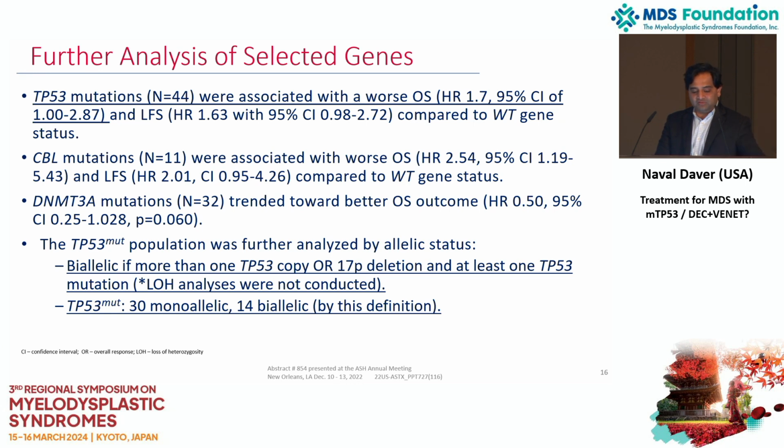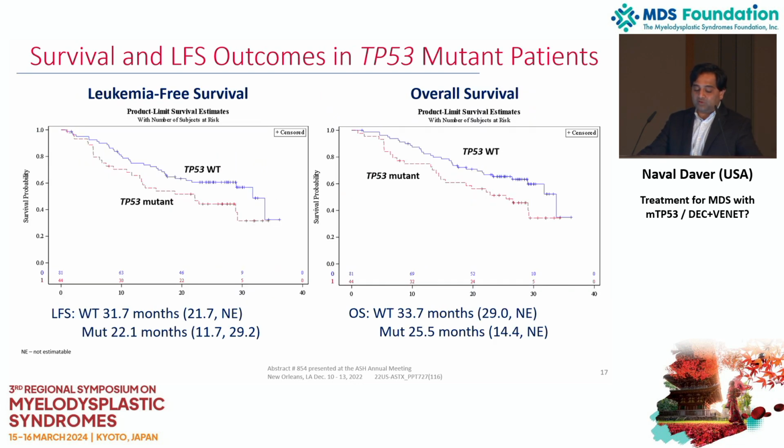and I think in Europe and other regions coming soon. They were able to pick up 44 patients out of the 130 who had a TP53 mutation, and then they were able to identify which of these were biallelic, so those who had more than 50% TP53 or a chromosome 17, and then the others were monoallelic. So about 30 were defined monoallelic, 14 were biallelic.